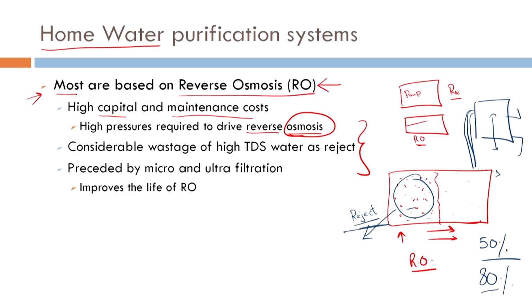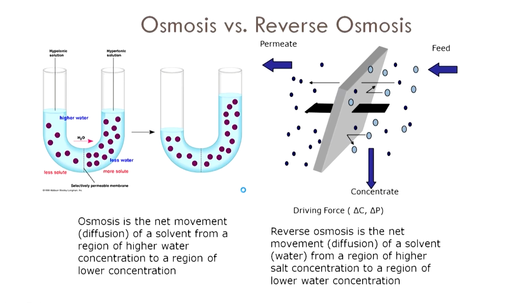So, we have to put in a lot of pressure, which means more money and energy, and also we have to deal with high TDS water going into the environment, let us say. So, these are the issues of concern obviously. That is something to keep in mind. So, considerable wastage of high TDS water as reject, and because you do not want your membrane to be, I should not use the word clogged up, but fouled, you are going to have micro and ultra filtration before the RO unit, to improve the life of the RO. This is what the entrepreneur did not do earlier. Again, hopefully you are more knowledgeable now.